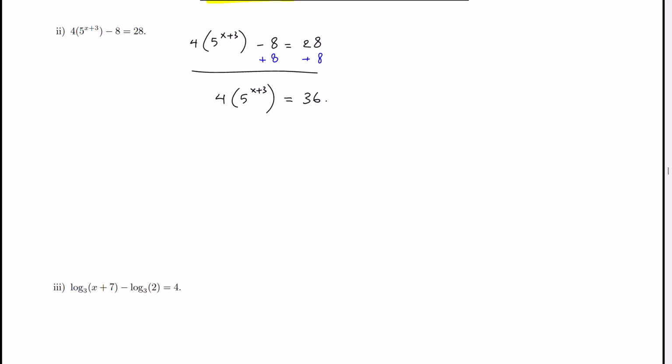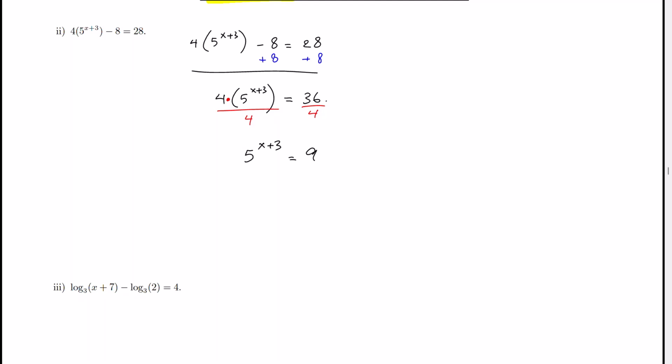Next, I need to get rid of the 4. Right now, the 4 is being multiplied. So what do I do? I just divide by 4 on both sides of this equation. So this means that 5 to the power of x plus 3 is going to be 36 divided by 4, which is 9. Remember, 4 divided by 4 is 1, and we don't have to write down all these extra ones. That's the whole point of doing this.